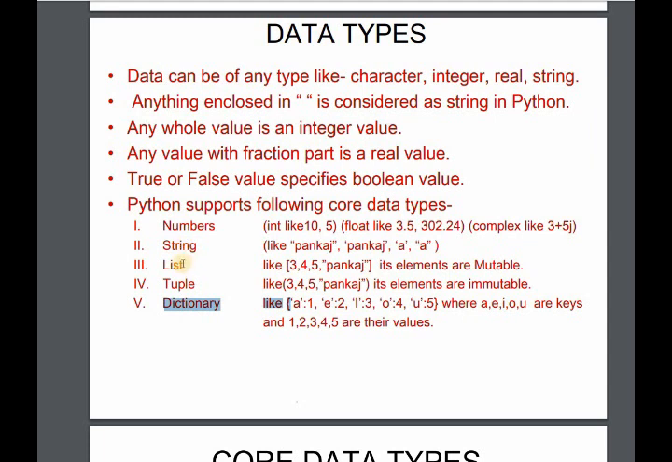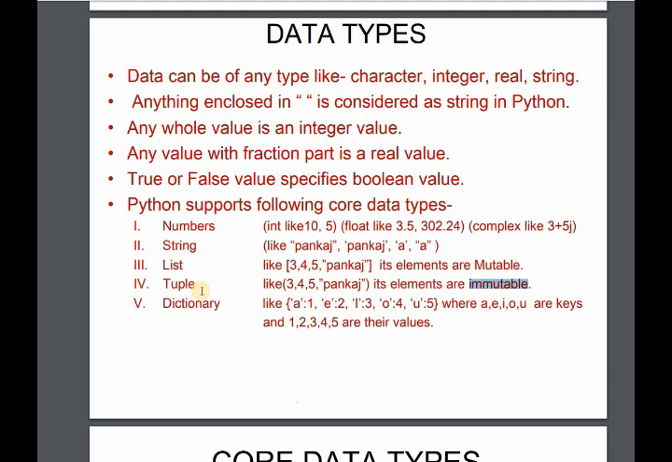List is just like an array, where you can use a single variable to store multiple numbers. Tuples are again the same thing, where you can store multiple values inside a single variable. The difference between these two is that a list is mutable, or we can say editable, while a tuple is immutable. Dictionary is different from tuples and lists.